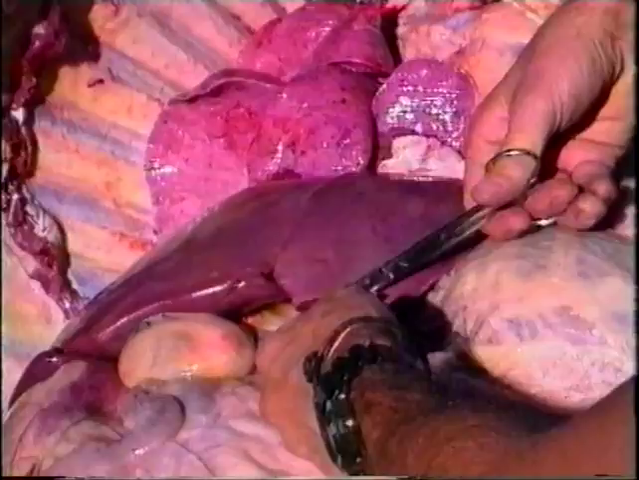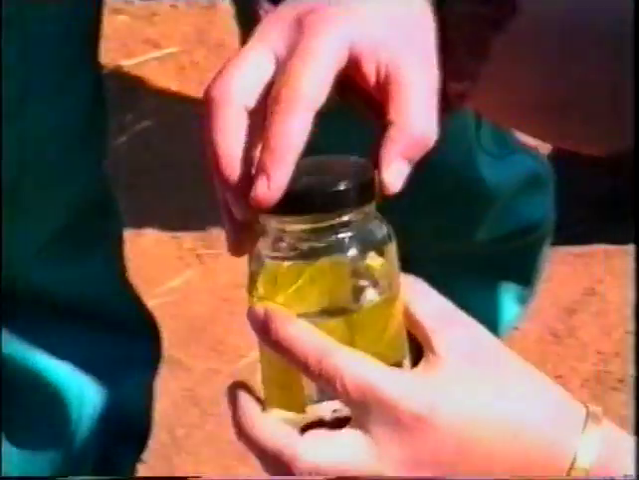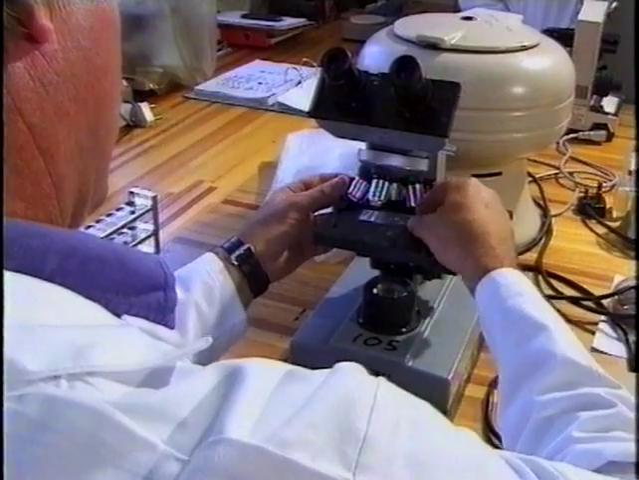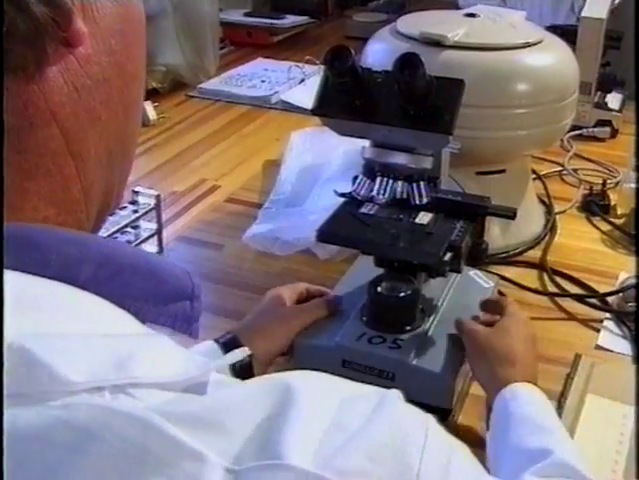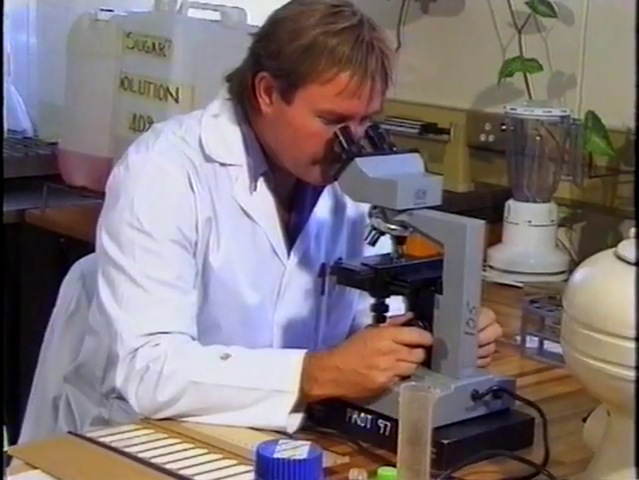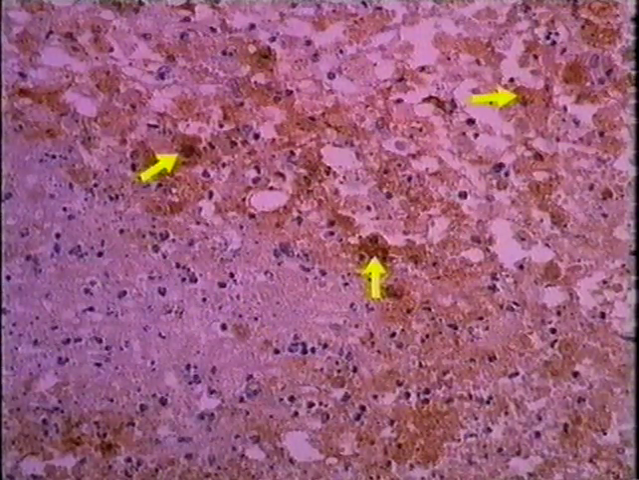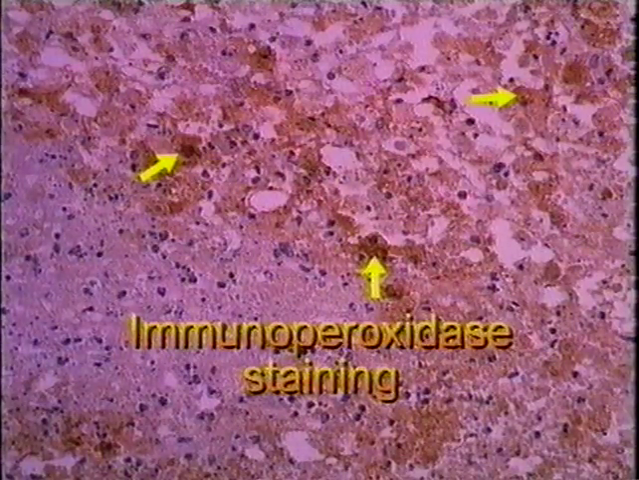Tissue specimens from the liver, spleen, and lymph nodes should also be collected in 10% buffered formalin for histopathological examination. Histopathological liver lesions are pathognomonic, and in particular, the hepatic lesions of newborn lambs leave little room for doubt about the diagnosis of Rift Valley fever. Viral antigen can be detected in tissue sections by immunoperoxidase staining.